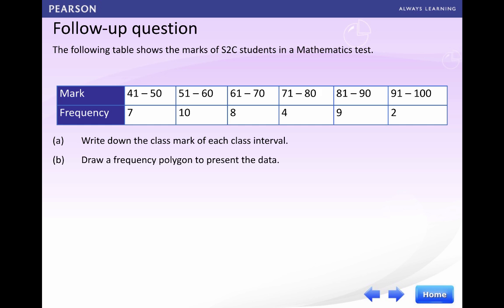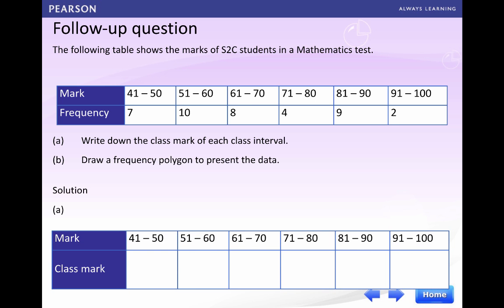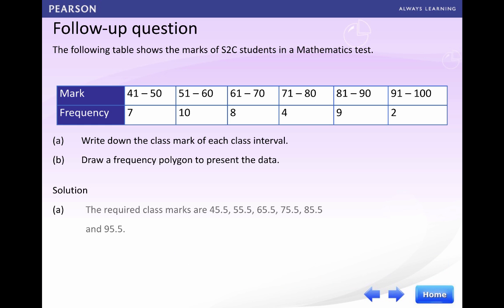Maybe we can try some questions here. Look at this question. There are some marks of S2C students in the mathematics test. We have to write down the class marks of each class interval. After that, we will draw a frequency polygon. First of all, part A: you can find the class marks by finding the mid-value of the marks. So it is 45.5 for the first class interval, and so on. And we try to draw a frequency polygon.